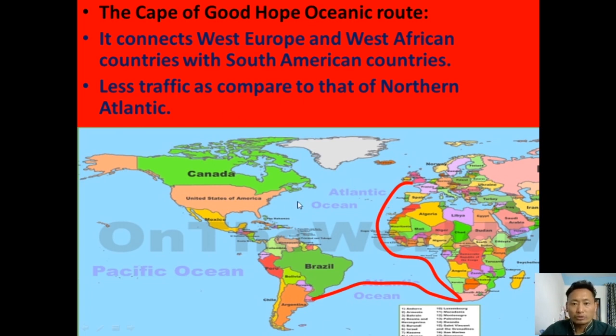As compared to the North Atlantic Sea Route, this sea route has less traffic, meaning less movement of ships. The North Atlantic Sea Route is the busiest sea route, where a maximum of 25% of international trade takes place.